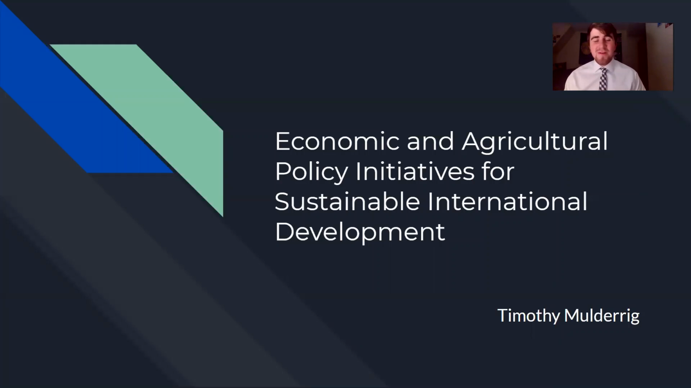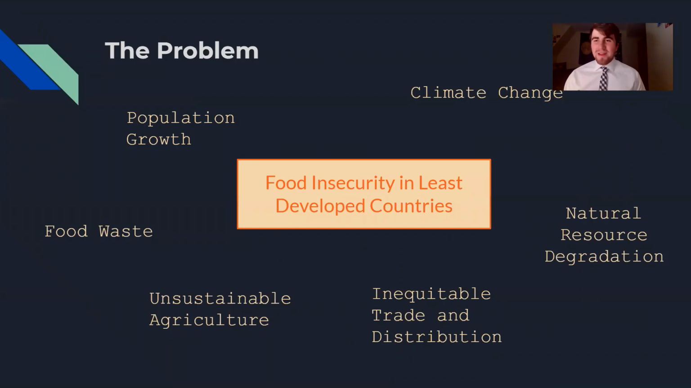My name is Tim Derek, and today we're going to be analyzing some economic and agricultural policy initiatives to promote sustainable international development. So what is the problem? Why do people think about this, work in this field? What is the deal? The deal is that food insecurity and the nutritional deficiencies that it causes is one of the leading and most preventable sources of stunted growth and death for humans in least developed countries and developed countries alike. This problem is only going to get greater in severity as the global population continues to rise and agricultural systems are being put under stress due to climate change and natural resource degradation.